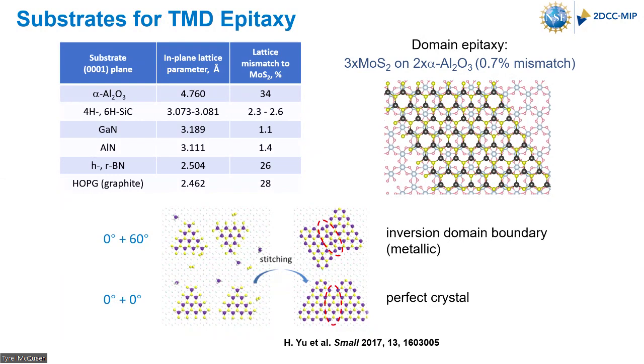But there is this problem of twinning, which is common in other epitaxial systems, right? Because these materials lack inversion symmetry, if you have oppositely oriented domains and they grow together and coalesce, they form an inversion domain boundary, or sometimes it's called a mirror twin boundary. And this type of boundary has metallic character.